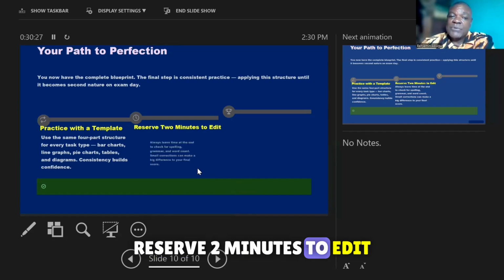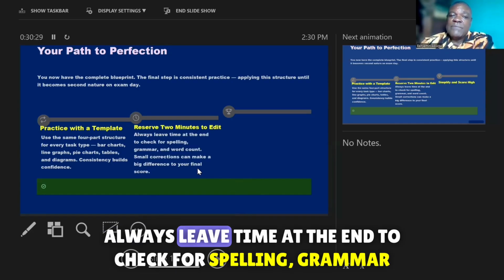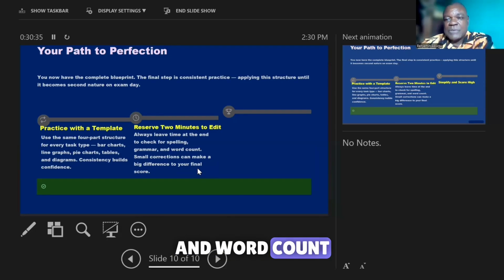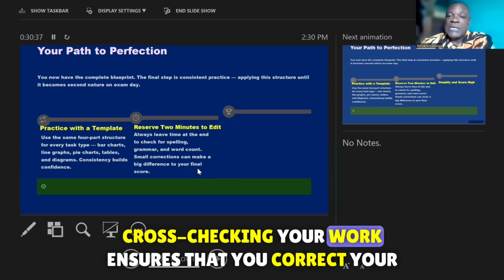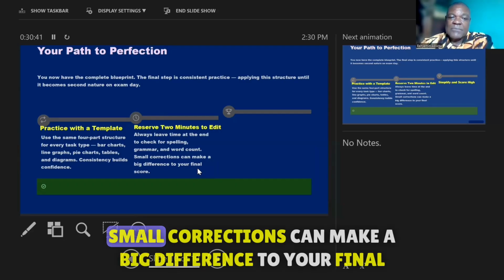Reserve 2 minutes to edit. Always leave time at the end to check for spelling, grammar, and word count. Cross-checking your work ensures that you correct your mistakes. Small corrections can make a big difference to your final score.